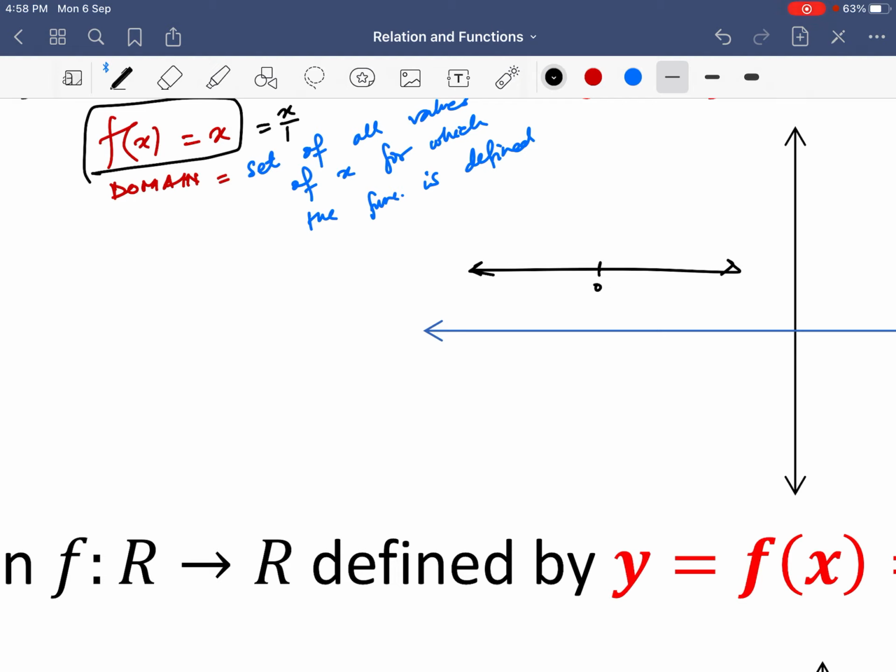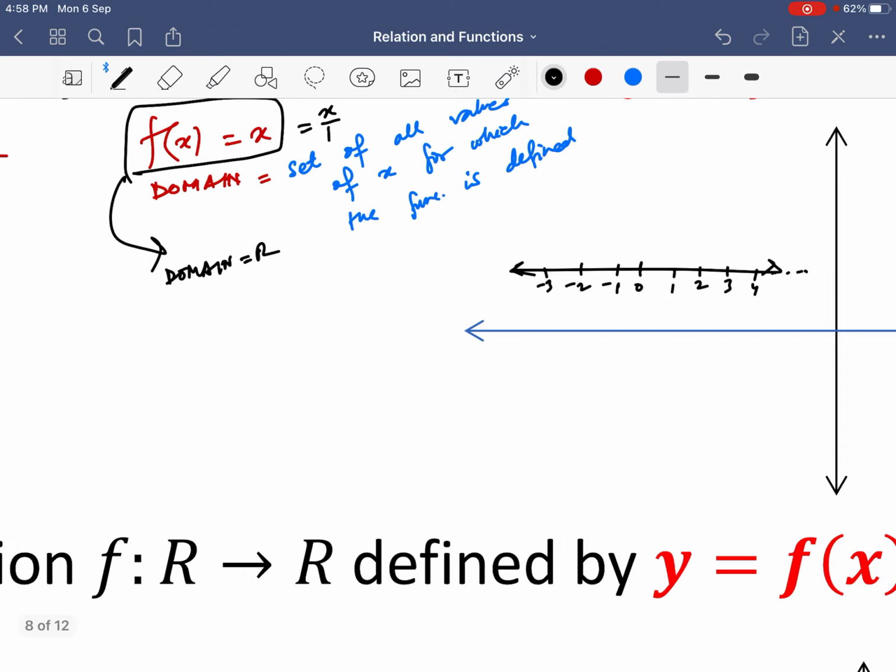So you have 0, 1, 2, 3, 4, minus 1, minus 2, dot dot dot, it goes like that. And the number line is nothing but real numbers. The number line is a line in which every single point denotes a real number. So here the domain for this function will be equal to R. The domain is R, the set of real numbers. Simple as that. Now we have to find the range.